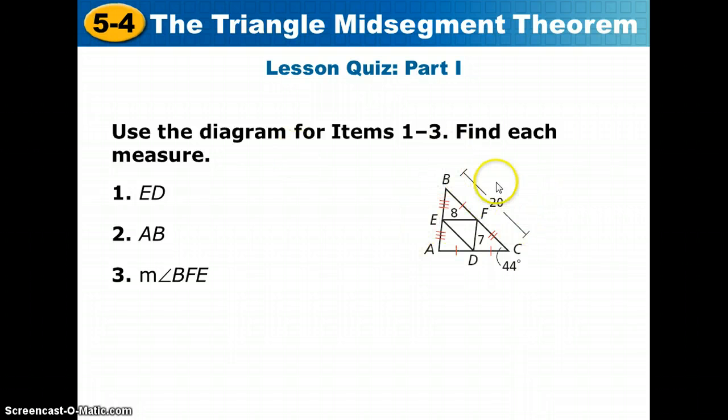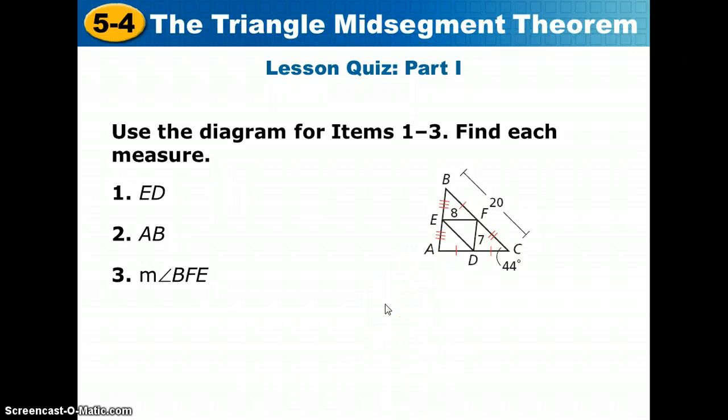You want to use this diagram to find each of these measures. Well, we are given triangle ABC with midsegments EF, FD, and DE. So we have midsegment triangle DEF. And so we can find ED using BC. You can find AB using FD. And you can find the measure of angle BFE using the measure of angle FCA.